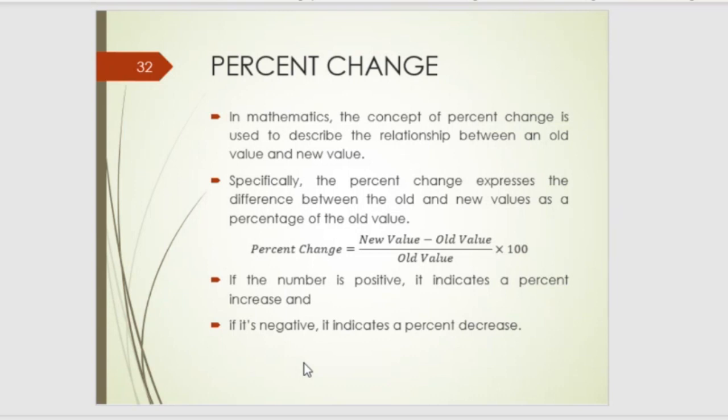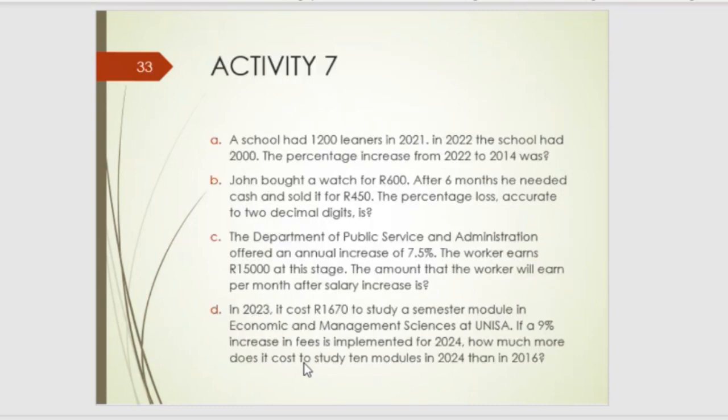So if the number is positive, it will indicate a percent increase. In other words, if you get a positive answer using that formula after substituting the values, it means there's a percent increase. Whereas if the answer is negative, it will indicate a percent decrease. But in the final answer, you just need to give it as a positive. You can't say it's negative 10%. You can just give the percent. If it asks you for the percent decrease, you can't say it's negative 10%. You can just indicate that the percent decrease here is 10%. So that's what I wanted us to know about that one.